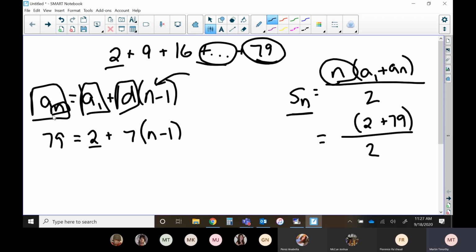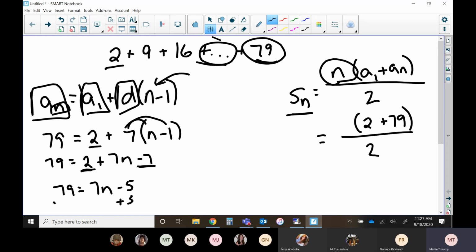Now, a couple ways we can do this, actually, this one problem. We can distribute if we wanted to and solve this. And then we do 79 equals 2 plus 7n minus 7. You see the 2 and the 7 are both on the same side, so I don't work backwards. I think of this as a positive 2 and this as a negative 7. And so when I combine that, that gets me to a negative 5. And then I add 5 to both sides, and I get 84 equals 7n, divide by 7. And yes, 12 is what n equals.